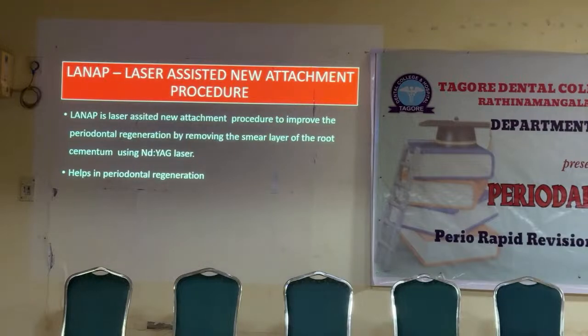So LANAP is laser assisted new attachment procedure. What do you do? You can improve the periodontal regeneration by removing the smear layer. Example, if there is a pocket depth of 8 mm, it will be covered with granulation tissue. So imagine that there is a tooth, there is an 8 mm pocket, and you are standing straight inside the pocket, at the base of the pocket. These are two sides. One side is the soft tissue lining of the pocket, another side is the hard tissue lining. So what will be present in the hard tissue?